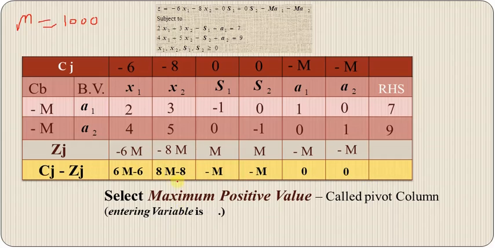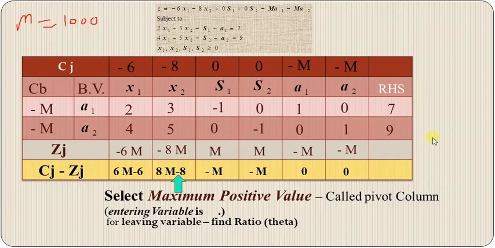So you can see at that time 8m minus 8 is the maximum positive value. We can also say the coefficient of m is maximum, that is 8. That's why 8m minus 8 is the maximum positive value, that is called as pivot column. Okay, and now entering variable is x2. Now for finding the leaving variable, the entering variable x2 is called as pivot column.